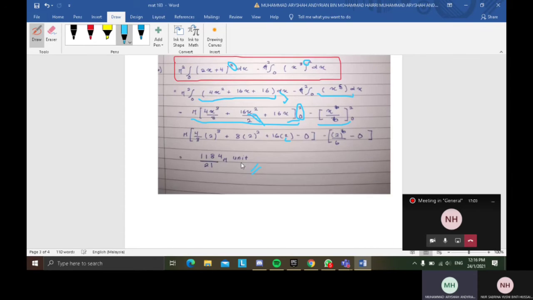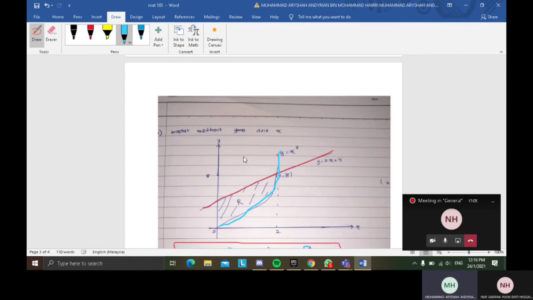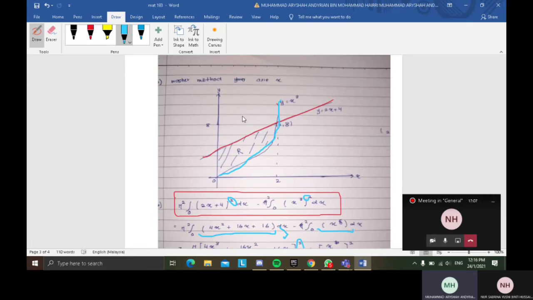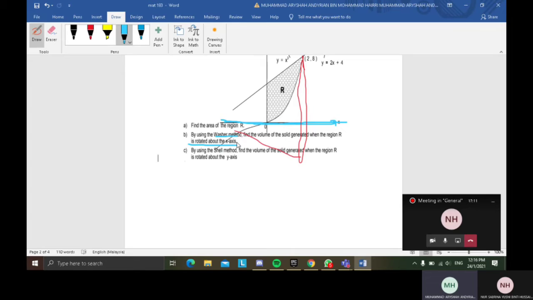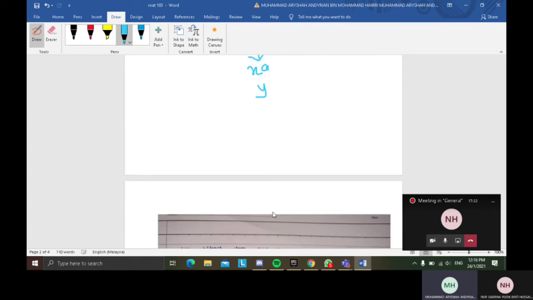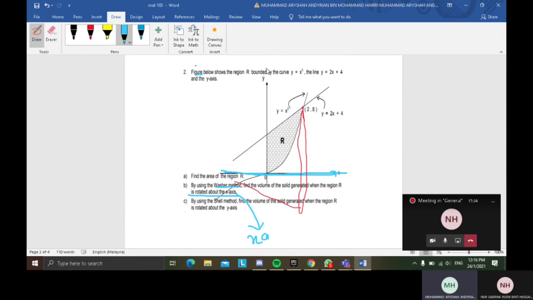So it's kind of easy actually, but you must read the question carefully because the question can ask about the x-axis or the y-axis. If the question asks about the y-axis, it will become like this.